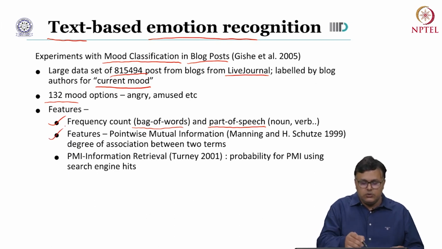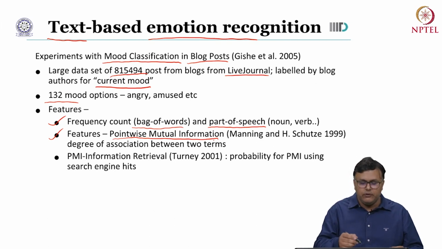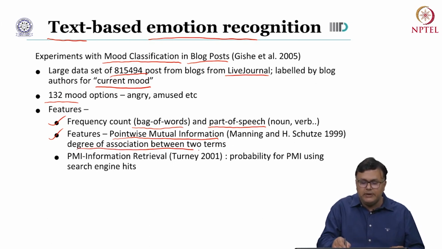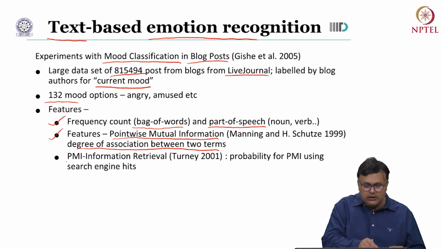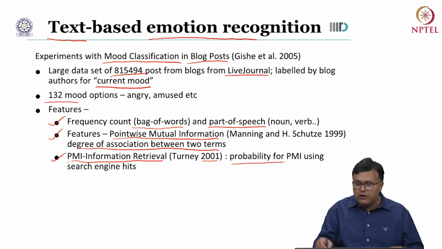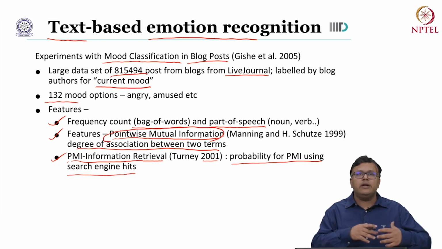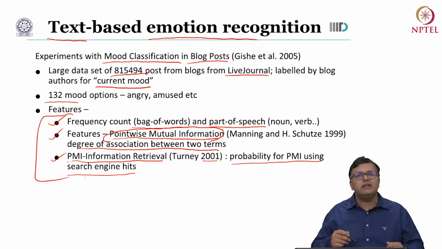Second, the authors used what is referred to as point-wise mutual information. Now, this is a feature which was proposed back in 99, and this point-wise mutual information simply gives us the degree of association between two terms, how much two terms are related. Now, based on your point-wise mutual information, the other feature which the authors used is the point-wise mutual information hyphen information retrieval. Now, this is a work from 2001, and this gives us the probability for PMI using search engine hits. So, you use the point-wise mutual information, and then you see what is the probability of retrieving a certain result given certain keywords based on the PMI feature, which is essentially how close are two terms, what is the degree of association. Further, they would then go forward, combine this, and then do classification.